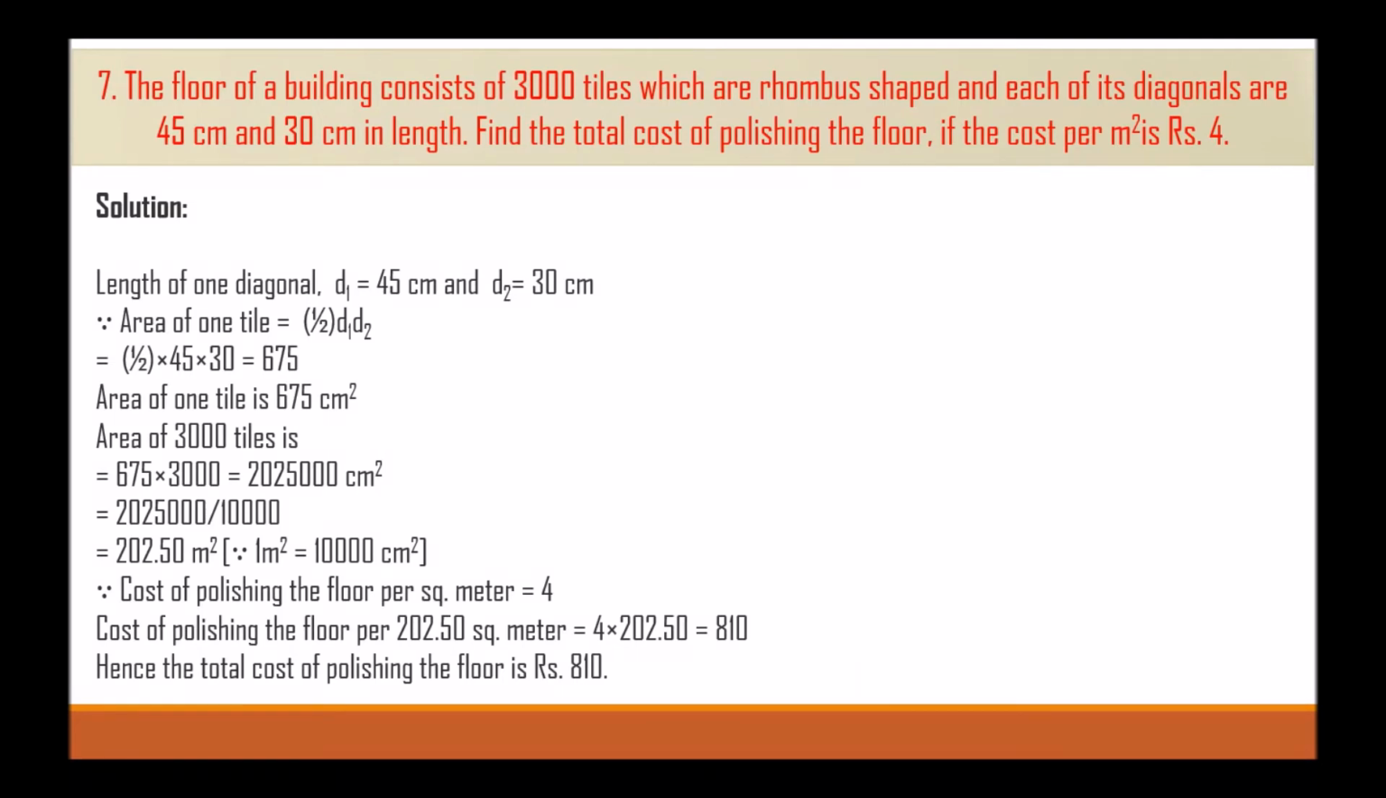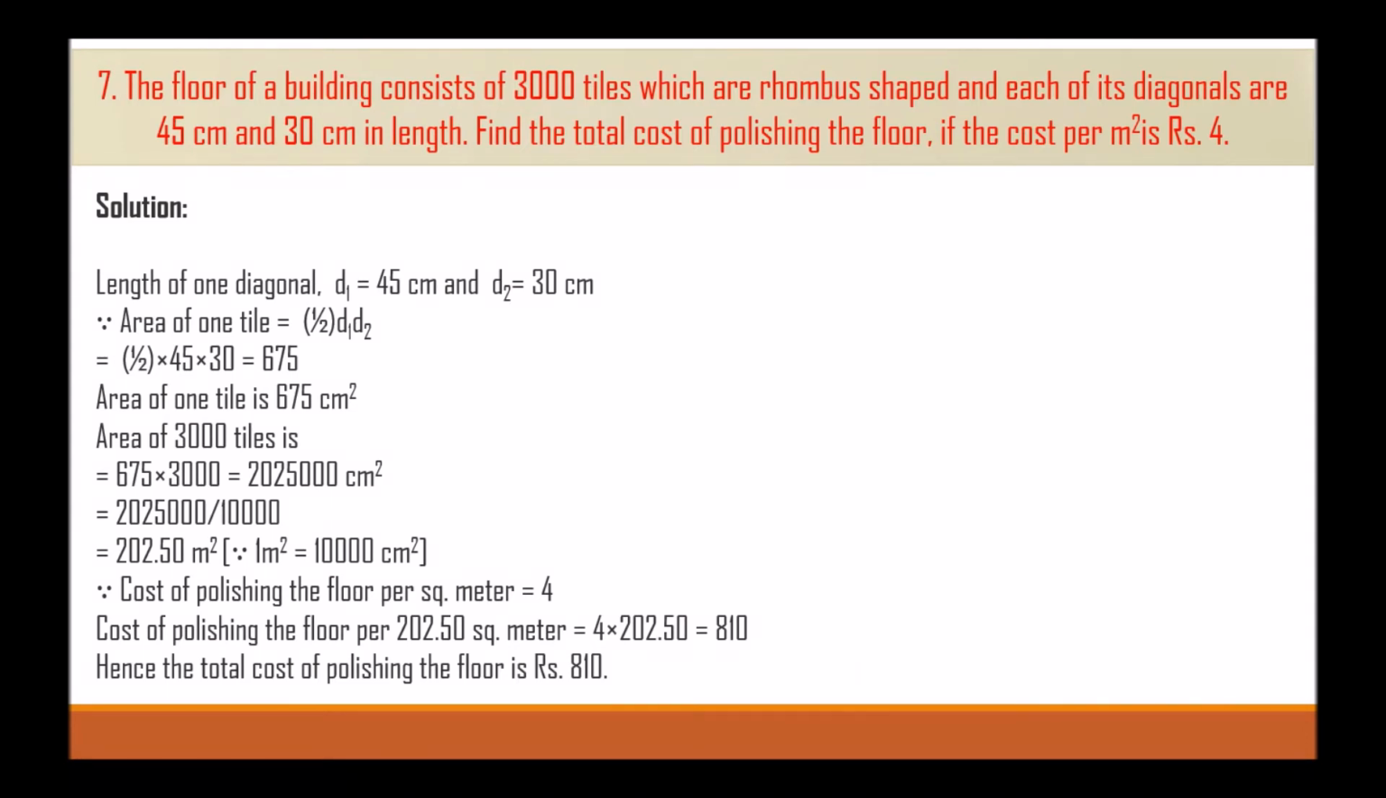So half into 45 into 30. So we will get 675. So area of one tile equals 675 centimeters square. So area of 3000 tiles is 675 into 3000, that is 2,025,000 centimeters square. We will divide by 10,000. We will get 202.50 meters square, because 1 meter square equals 10,000 centimeters square.